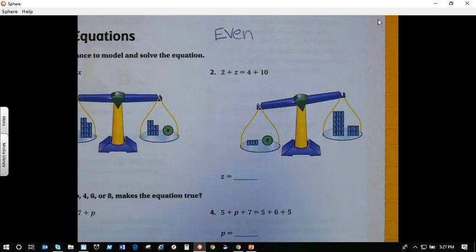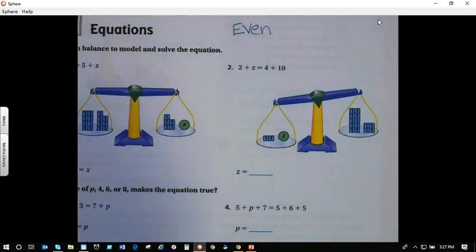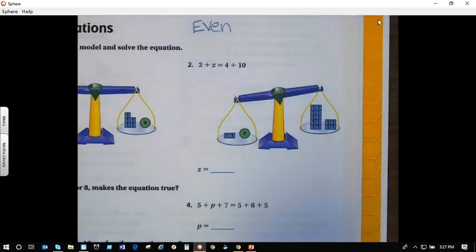Last night you did the odds. We went over that in class today. Today you're doing all the evens, and this is making sure that you understand the equation, and that an equation is where we are making sure that what we do on the right side is equal to what is on the left side, creating balance.